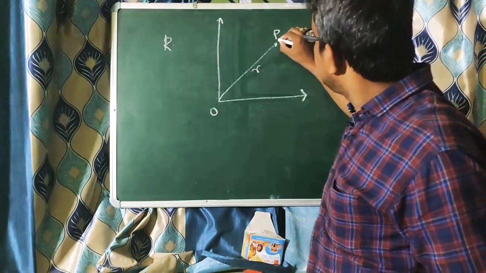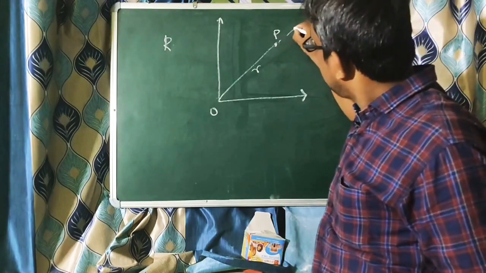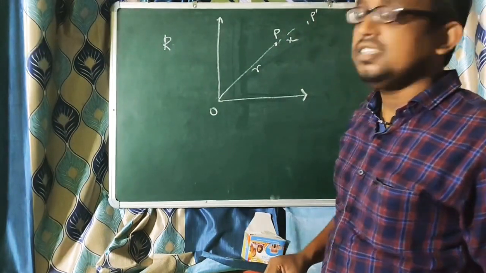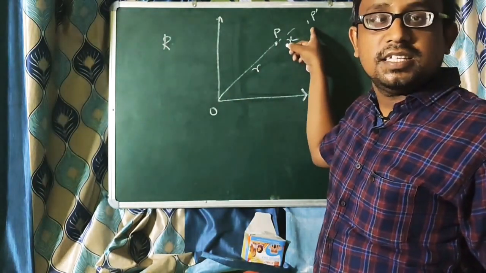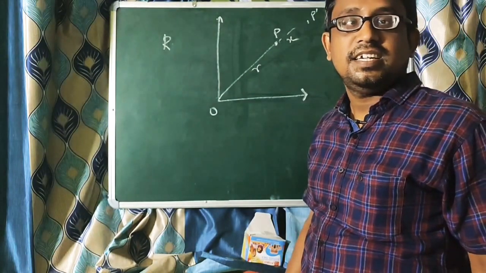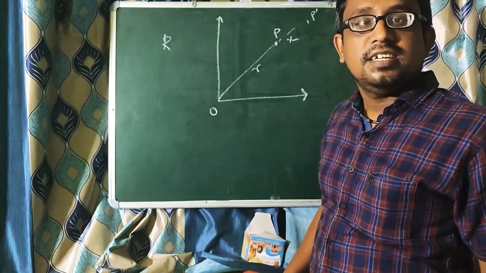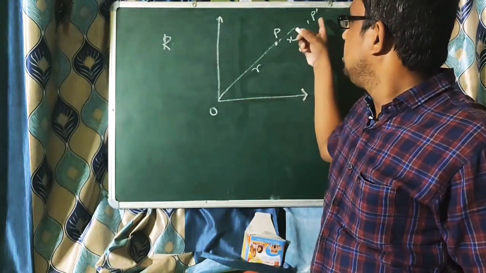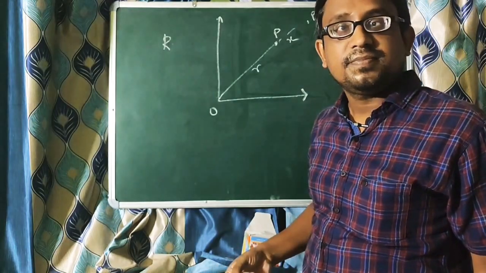If the point P changes here to the point P dash, suppose this is X. So from the point O to P dash, the distance will be R plus X. At that time, the body is changing its position. So here, the body can be called as in motion.